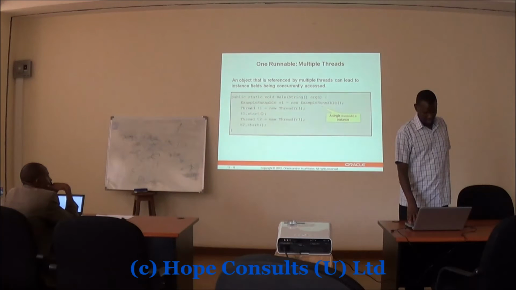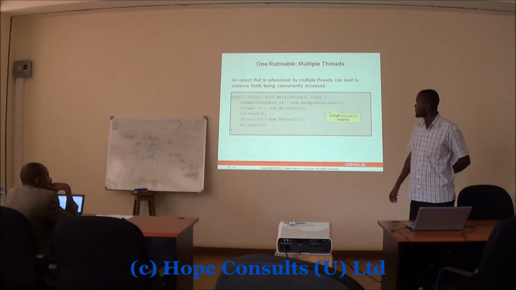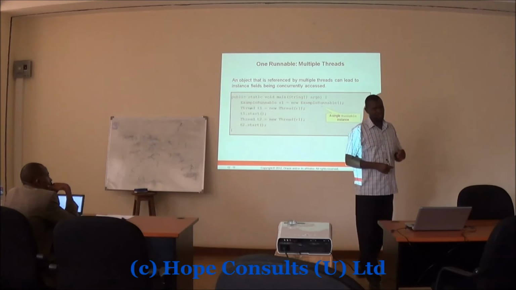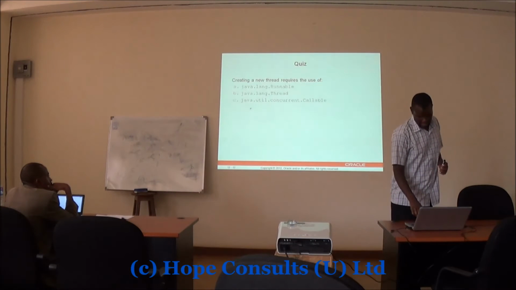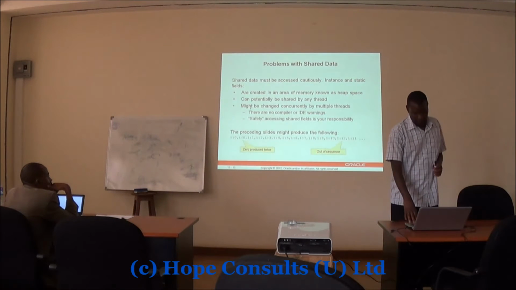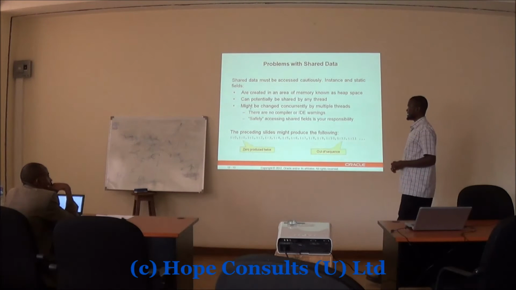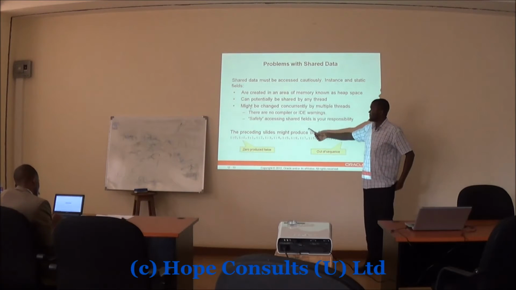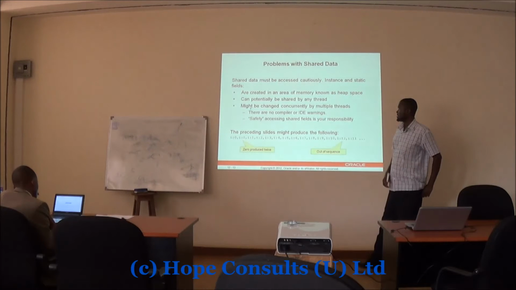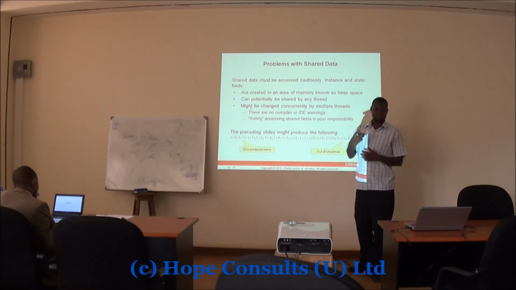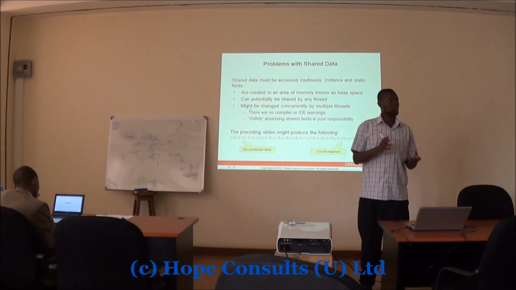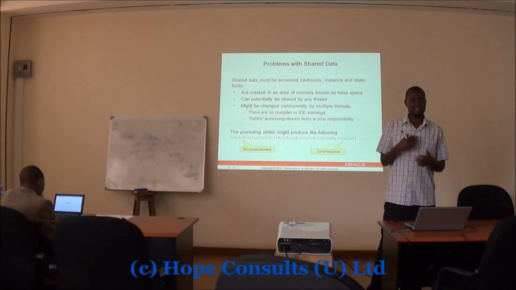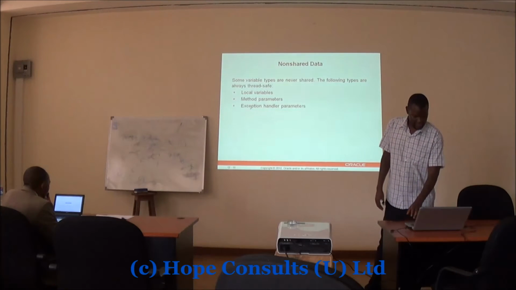So you will have an output. And that's why we are saying the instance fields can be accessed concurrently. So there is that aspect of concurrent access of the fields. That brings us to the problems with shared data. Data can potentially be shared by the threads and might be changed concurrently by multiple threads. There are no warnings. When you are developing in Eclipse, you don't have warnings to tell you in advance that this variable will be accessed simultaneously.